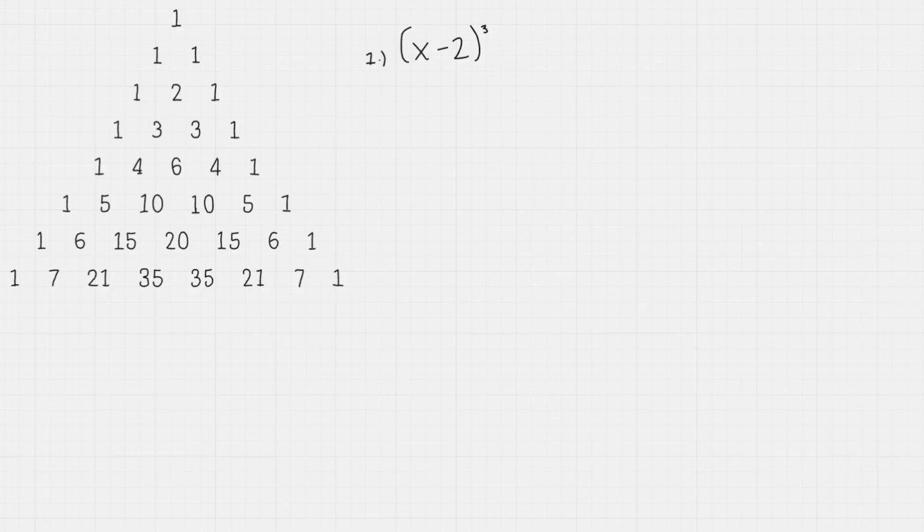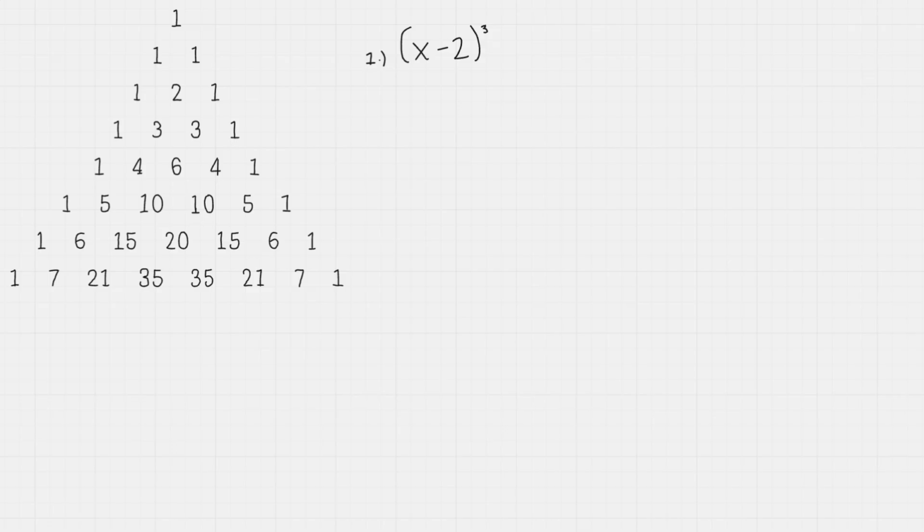Now, let's solve the first problem using Pascal's triangle. We have (x minus 2) to the power of 3. Since we have a power of 3, in the Pascal triangle we use the row where the second number is 3. These will be the coefficients we're going to use.